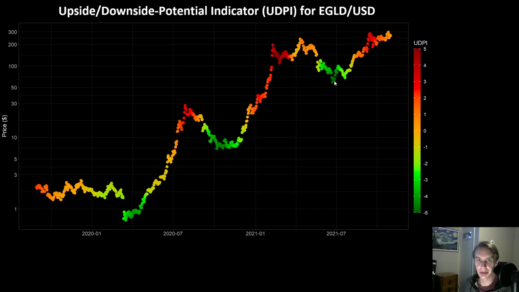That's pretty darn good. If you're making a 40x move selling and then compounding that times 30 to 34, and then compounding that by another 6 times, one would have made a lot of money following the UDPI across EGLD's history. And so that's what I think is really useful about the UDPIs.